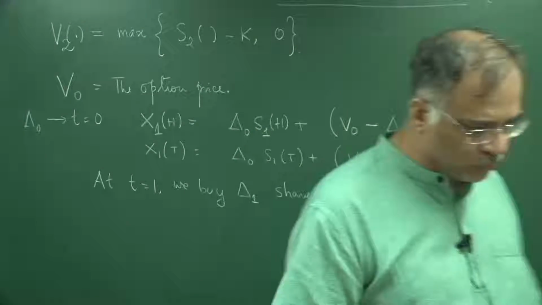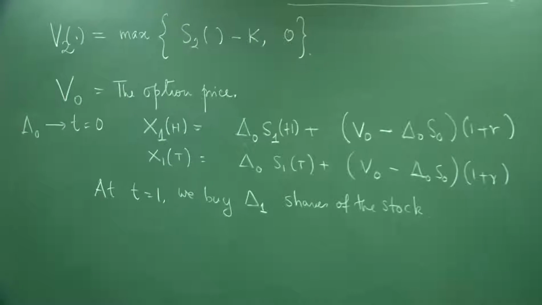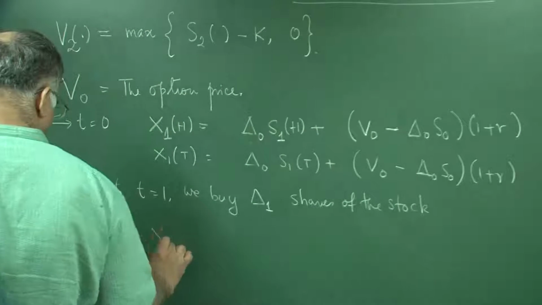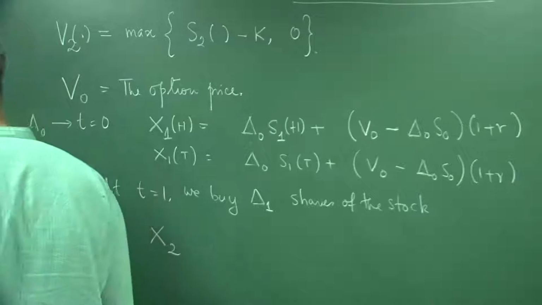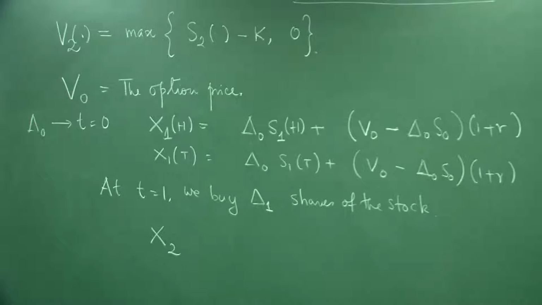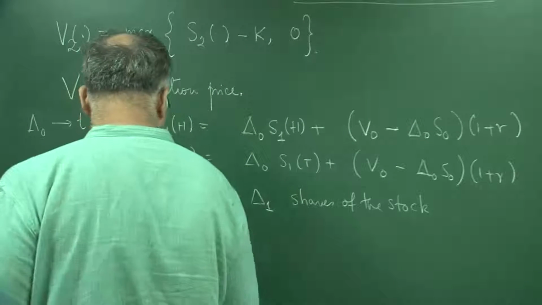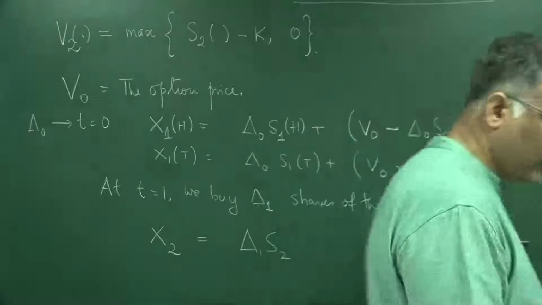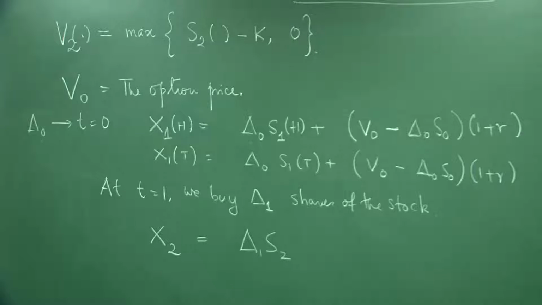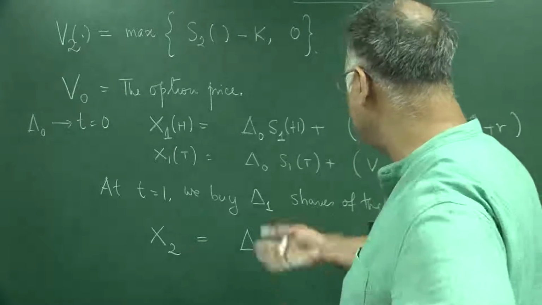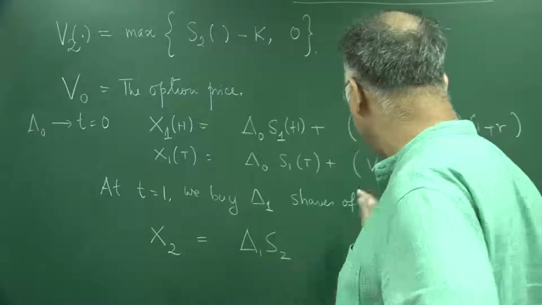So at time t equal to 2, what is the value of its portfolio? The value of its portfolio is X2, and X2 can have many options. X2 can have HH, it can have HT, it can have TH, it can have TT, right. So the value of the stock should be this delta 1 S2, this is the amount I can sell, and I had X1 amount of money at time t equal to 1. With that I have bought delta 1 shares of stock and the remaining I have put in the money market.